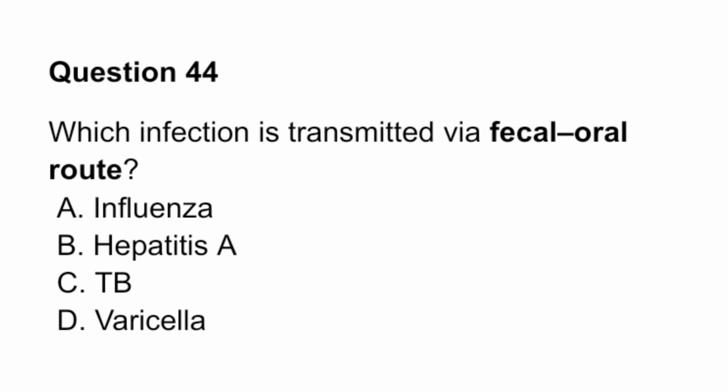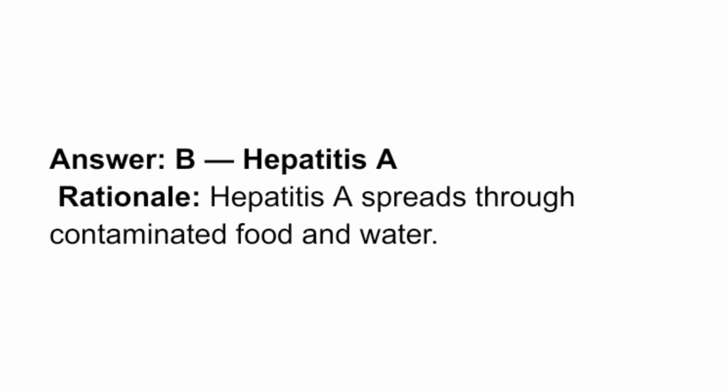Question 44. Which infection is transmitted via fecal-oral route? A. Influenza. B. Hepatitis A. C. TB. D. Varicella. Answer: B. Hepatitis A. Rationale: hepatitis A spreads through contaminated food and water.